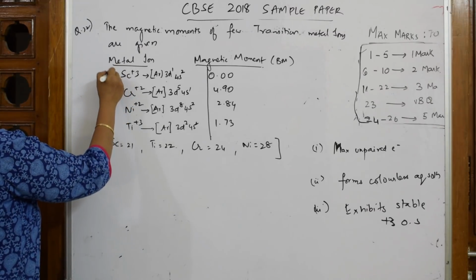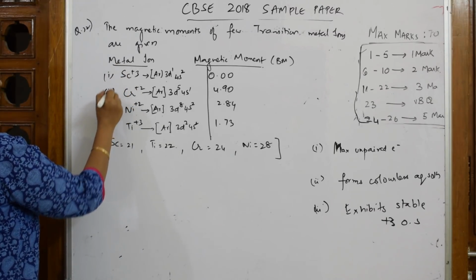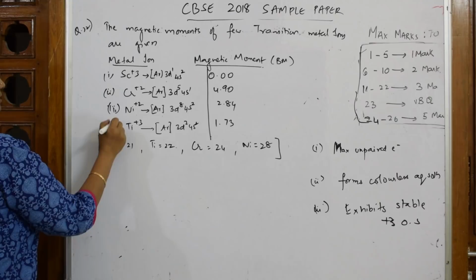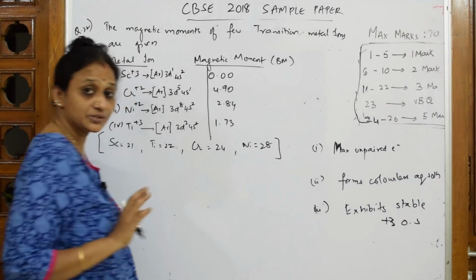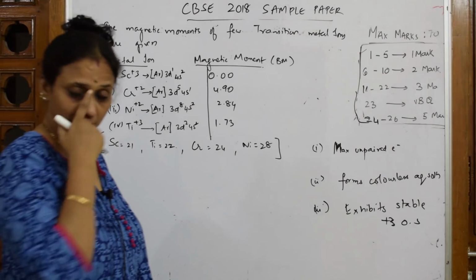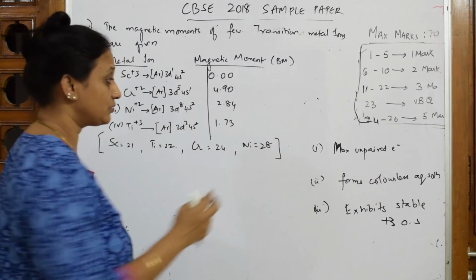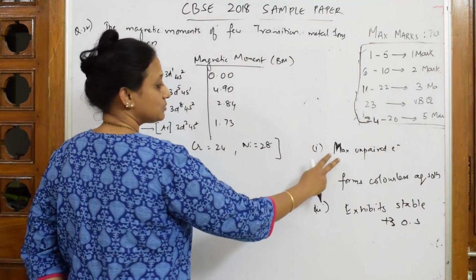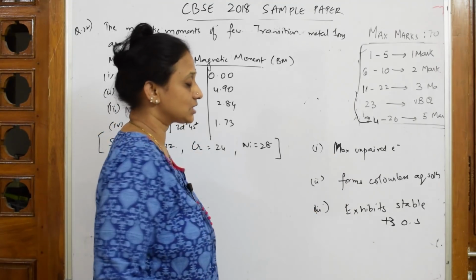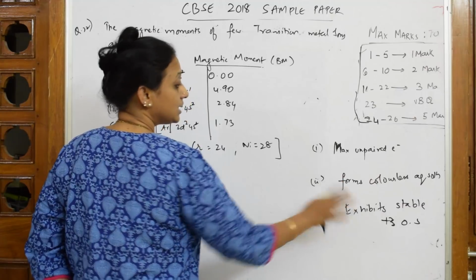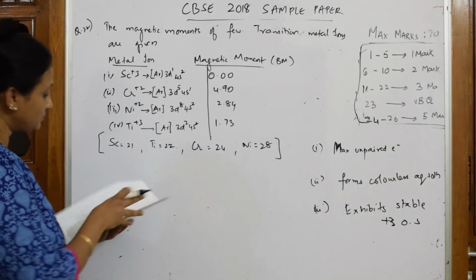They've given certain elements 1, 2, 3 and 4. Then what do they give us? They've given us the atomic numbers. With the atomic number, you need to write the configuration. And they've given us 3 different questions. They've asked me to find out the maximum unpaired electrons, the colorless aqueous solution, and the stable oxidation state. That is the question which is given to us.